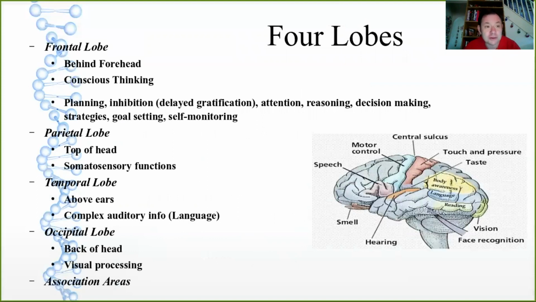There are 4 lobes: the frontal lobe, behind the forehead, conscious thinking, planning, inhibition, delayed gratification, attention, reasoning, decision-making, strategies, goal setting, self-monitoring, all controlled by the frontal lobes, the left and right. The parietal lobe at the top of the head contains the somatosensory functions. Temporal lobe above the ears, language and hearing. Occipital lobe at the back of the head, visual processing. And then there are several association areas that associate input from different parts of the cerebral cortex so that you can work out what's going on.